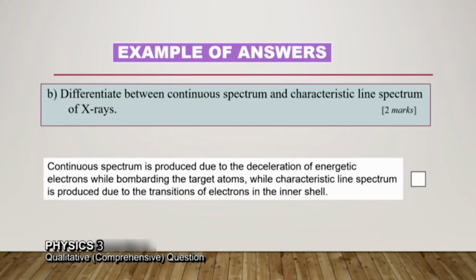Continuous spectrum is produced due to the deceleration of energetic electrons while bombarding the target atoms, while characteristic line spectrum is produced due to the transition of electrons in the inner shell. So clearly we can see there are two differences. There is a difference between continuous spectrum and characteristic line spectrum, and that is why this answer is considered a good answer.